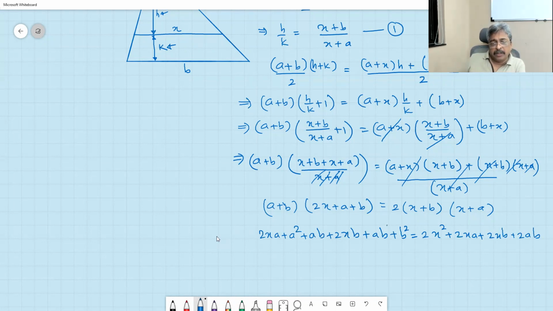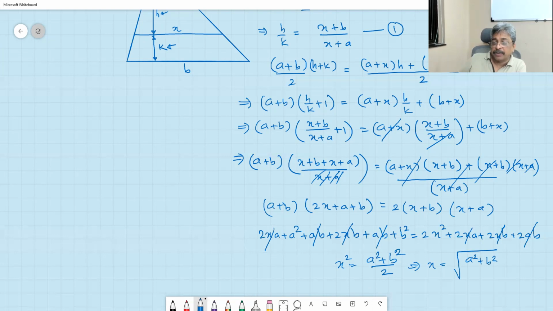So 2ab gone. Sir, 2xa, 2xa get cancelled. 2xb gone, 2xa gone, and then we are done. x square is equal to (a square plus b square) by 2, and hence x is equal to radical (a square plus b square by 2), the RMS, root mean square.